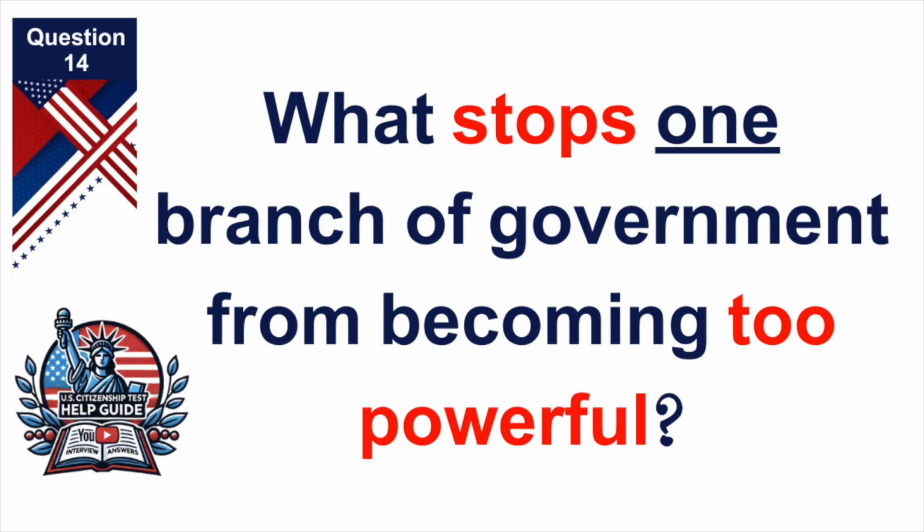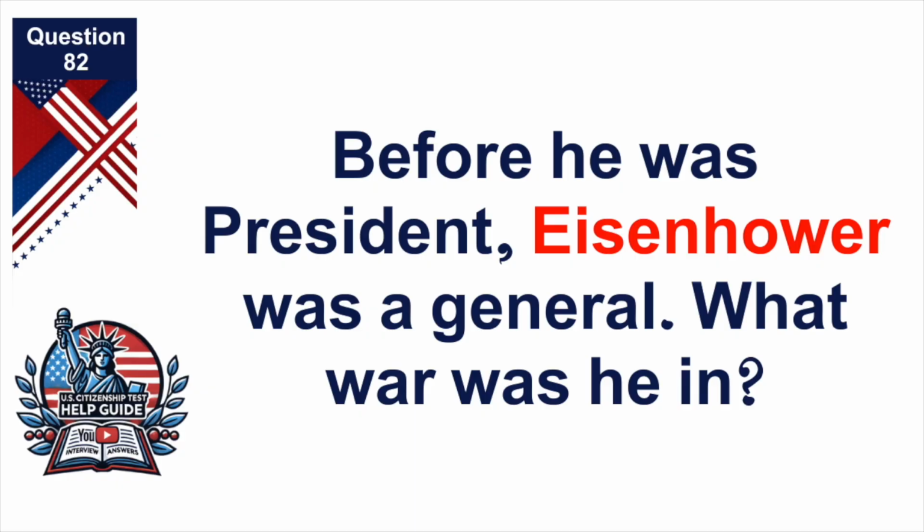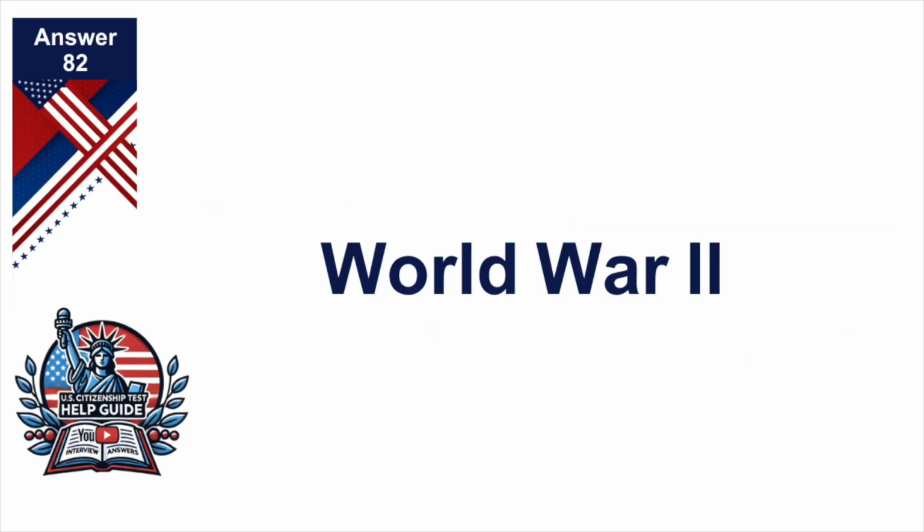What stops one branch of government from becoming too powerful? Checks and balances. Before he was president, Eisenhower was a general. What war was he in? World War II.